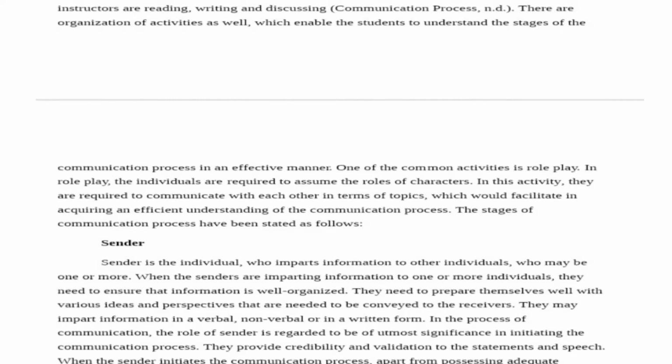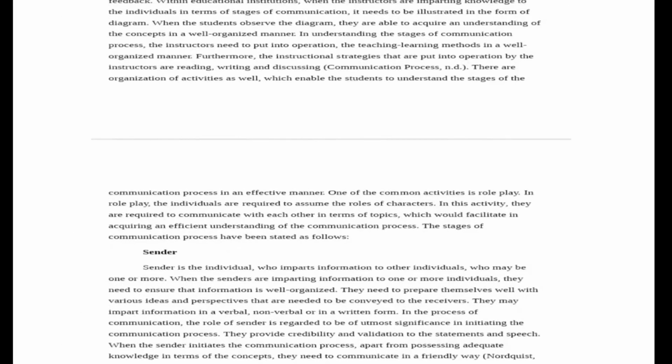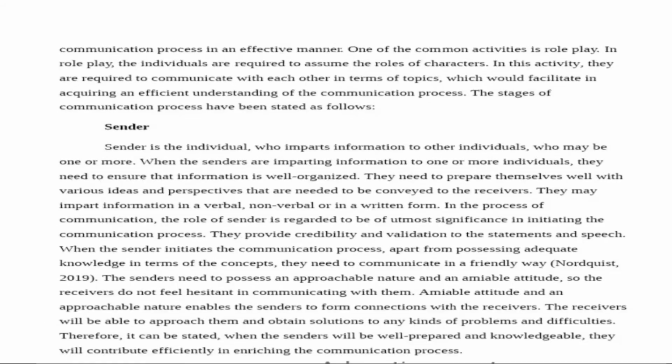The stages of communication process have been stated as follows. So let's now discuss the different stages which take place in the process of communication. The very first stage is sender. Sender is the individual who imparts information to other individuals who may be one or more. So, sender is the person or the individual who imparts, means who gives, information to other individuals. Sender may be one or more than one.